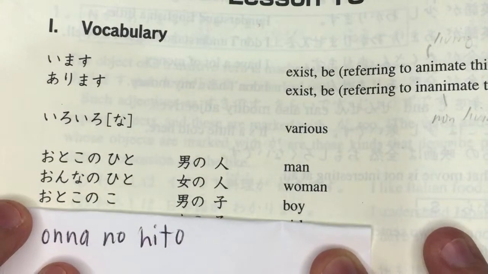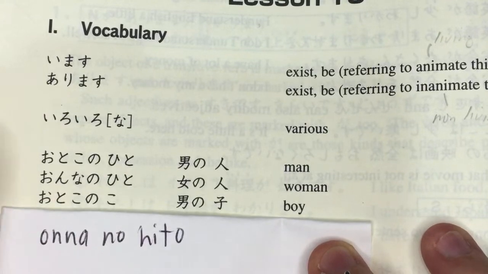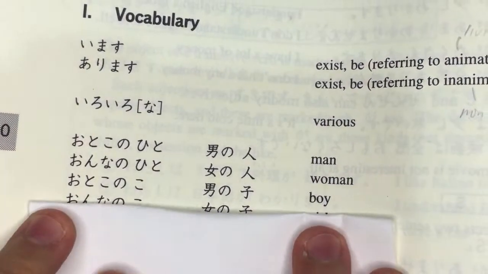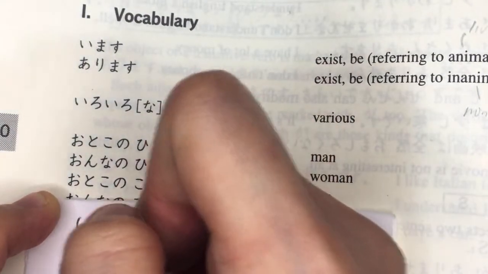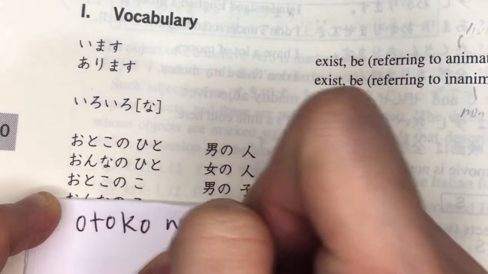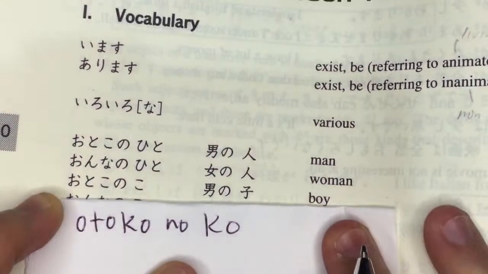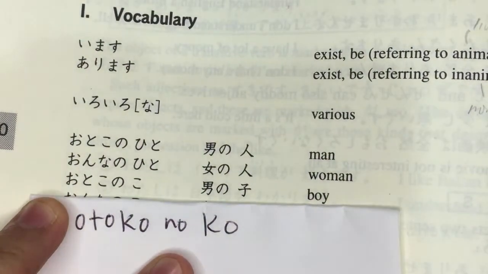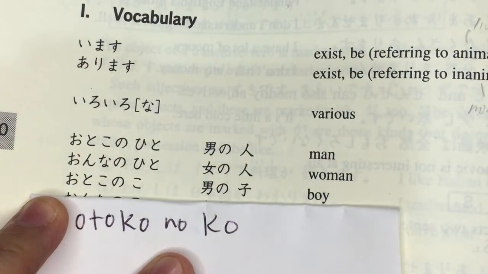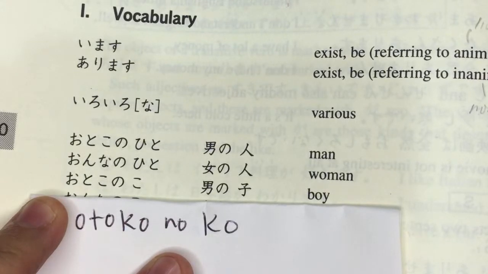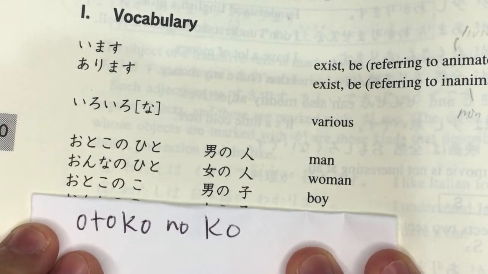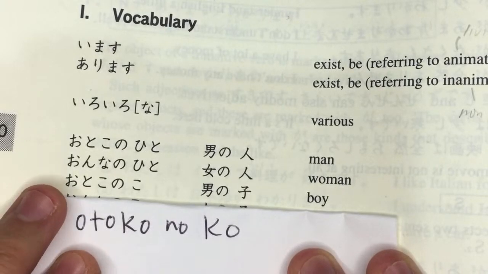Okay, next is otoko no ko or boy. Otoko no ko. So, otoko no ko. Yan. Otoko no ko. Sensei, wala po ba small c sa double n? Ano double n? Ganito sabi ko. Otoko no ko. Okay, that's boy.